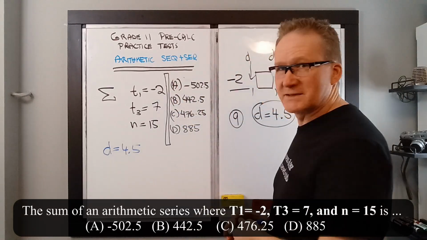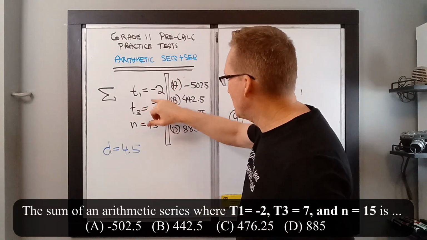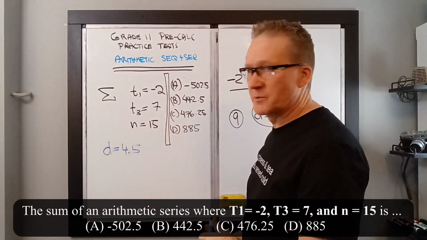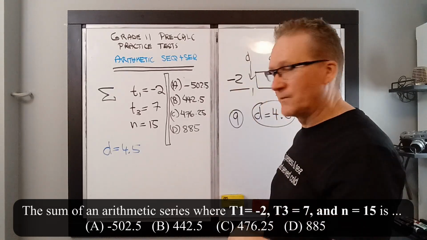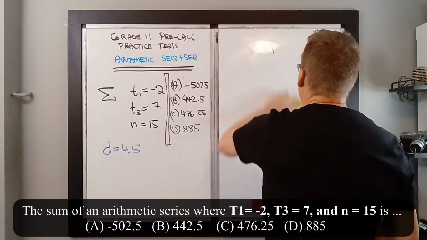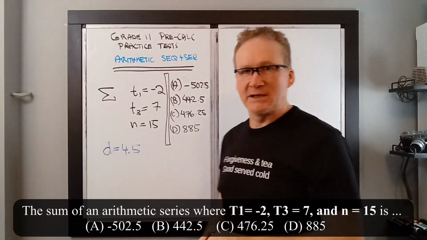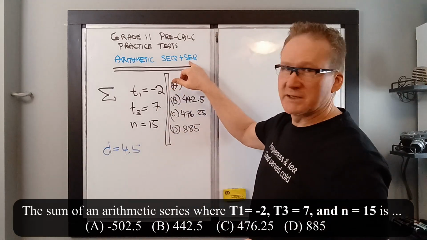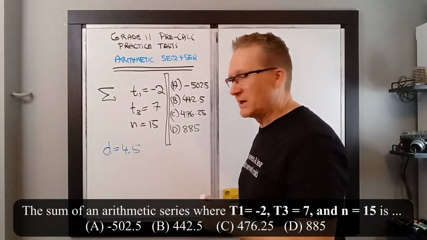Now we've got the basic stuff that we need. We have our first term, we have our d, we have our number of terms. We can add them up. We've got two different formulas for adding up arithmetic sequences and series, because they're series when we add them up. I'm going to write them up here for you.